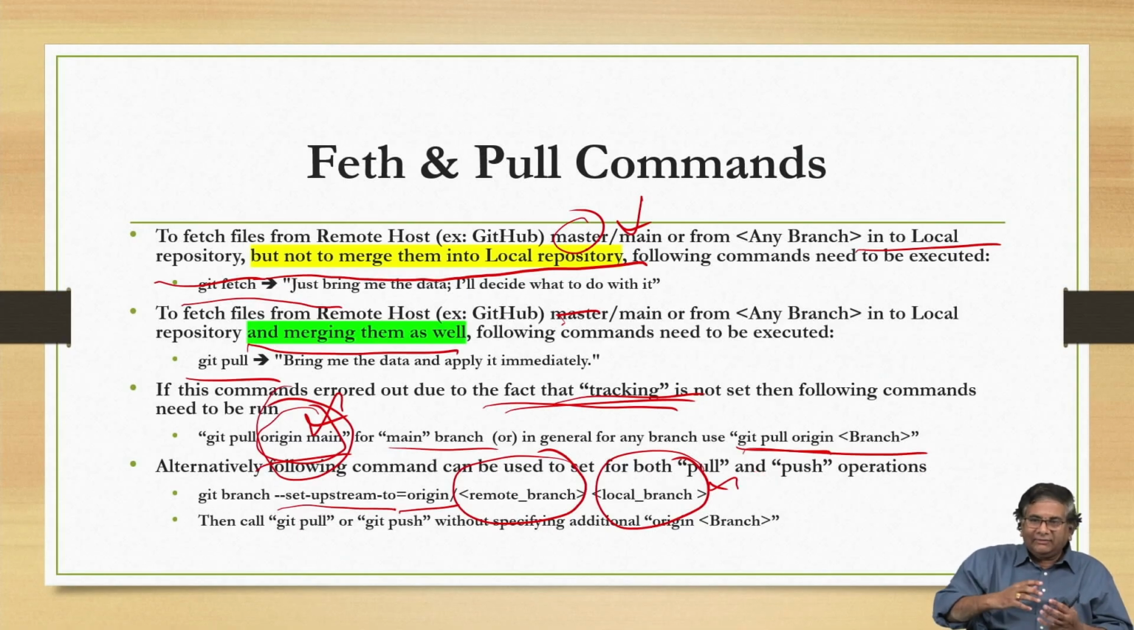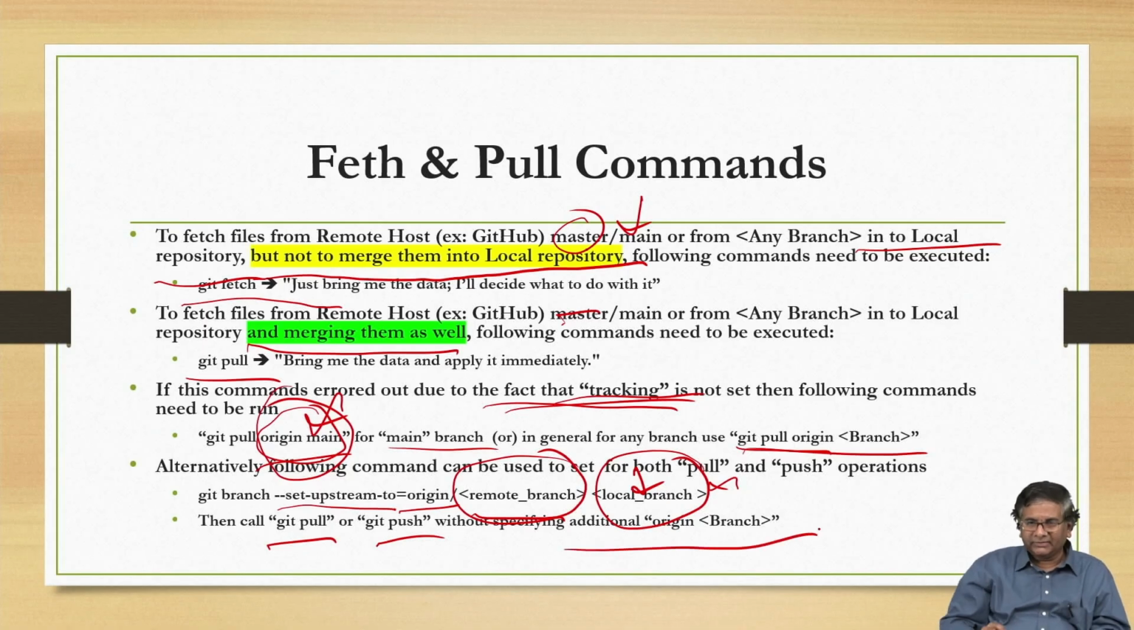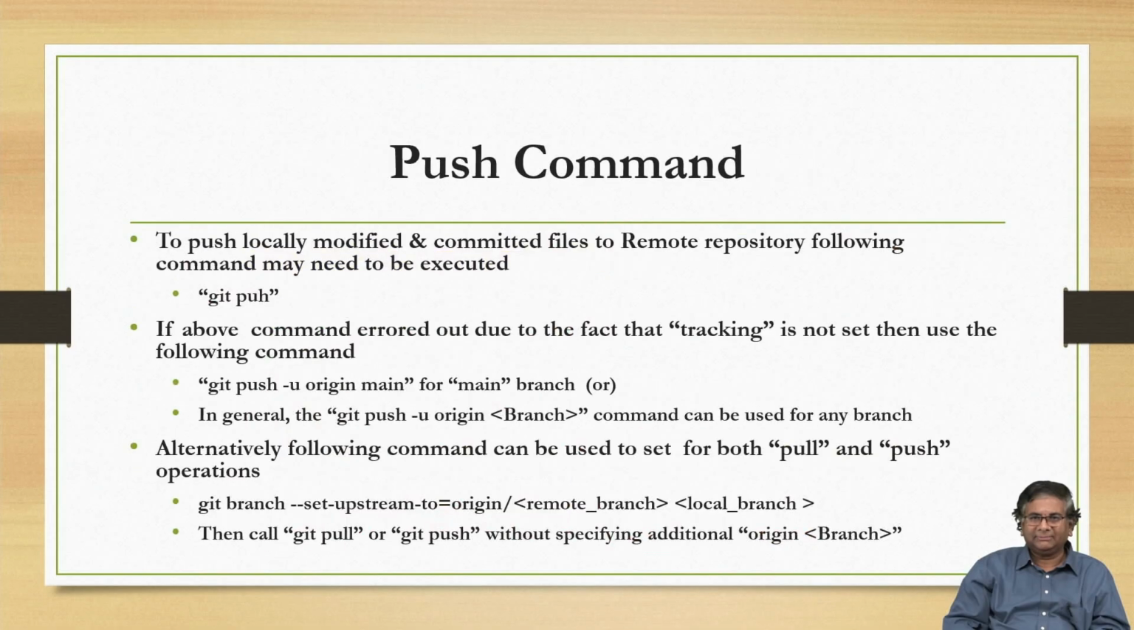So this is git branch --set-upstream-to. Upstream is the remote host, so it will link up the local branch, whatever you specify, or if you don't specify, wherever you are currently in, with a remote branch. That's what it does. Once you do that, you can just call git pull or git push without specifying the additional origin and branch. I think this is clear, I guess. So this is about fetch and pull. Now push commands. Now you have modified some stuff, and you want to push it into the remote repository.